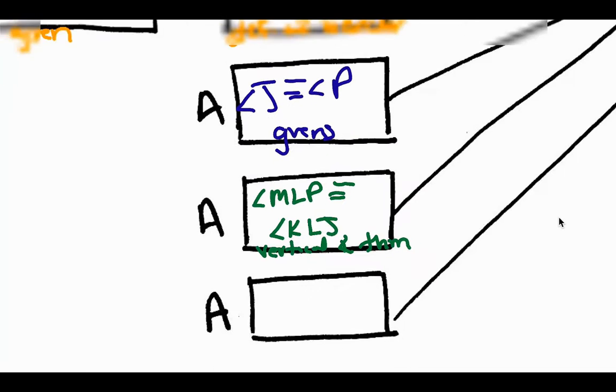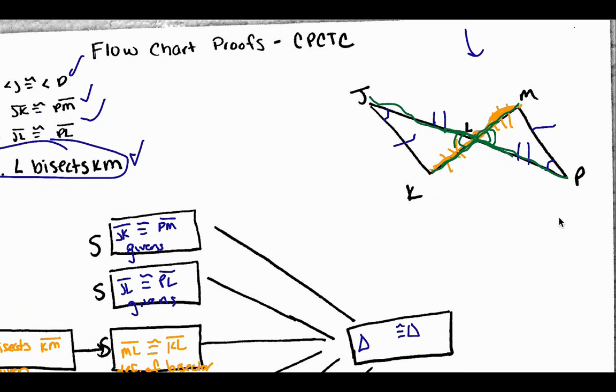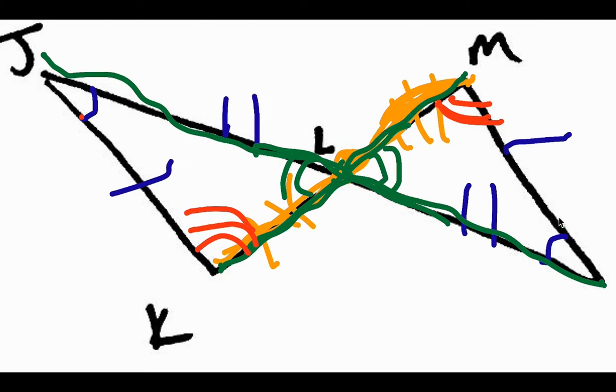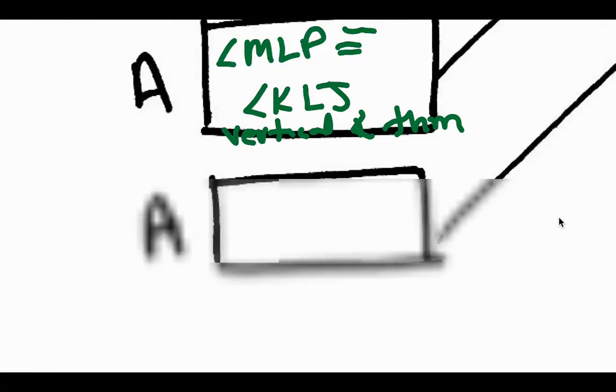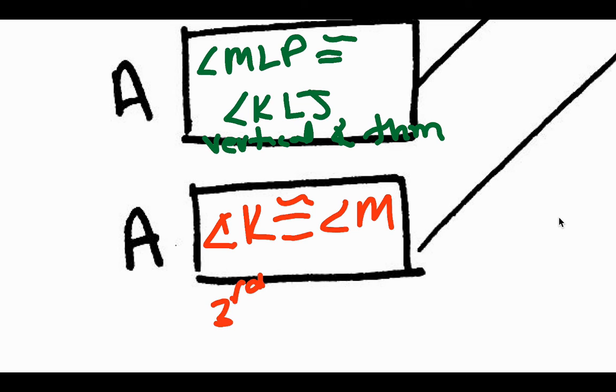All right, now we have side, side, side, A. We need another angle. We have a theorem that tells us, if these 2 angles are congruent, then their third angles need to also be congruent. And that's just our third angle theorem. So angle K is congruent to angle M. And the reason is third angle theorem.